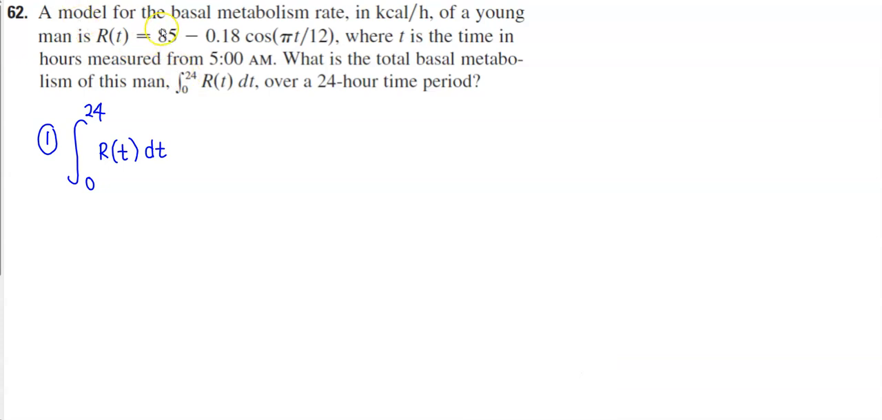So let's replace R of t with the function that's given. That means our problem is going to look like the following. We're going to go from 0 to 24 of the following function. We have 85 minus 0.18 times the cosine of pi t over 12, and that's dt.